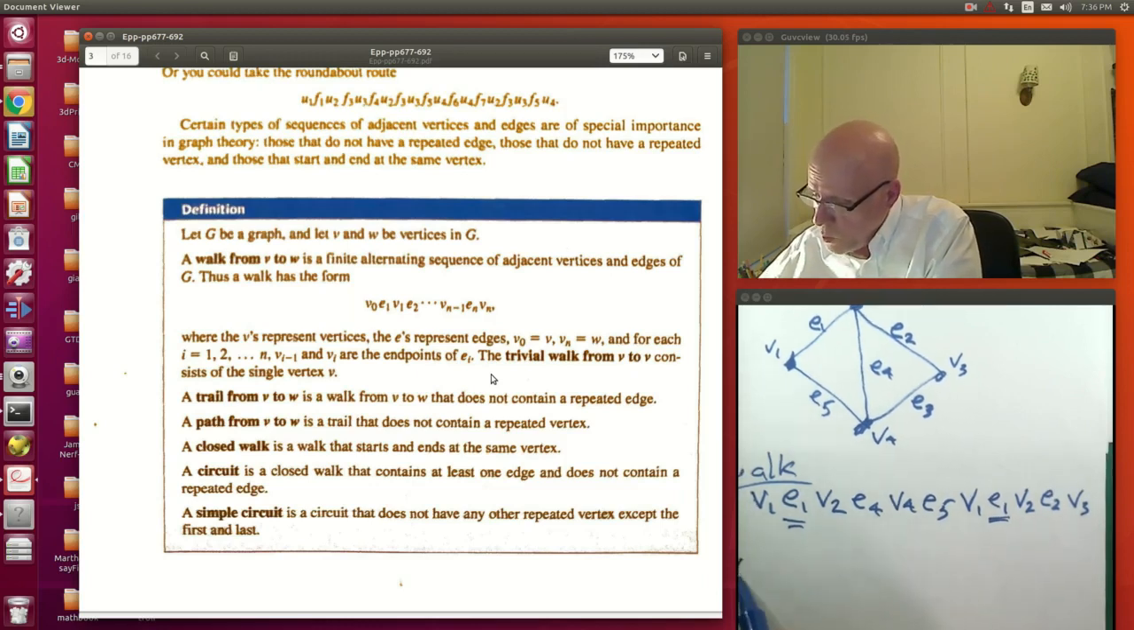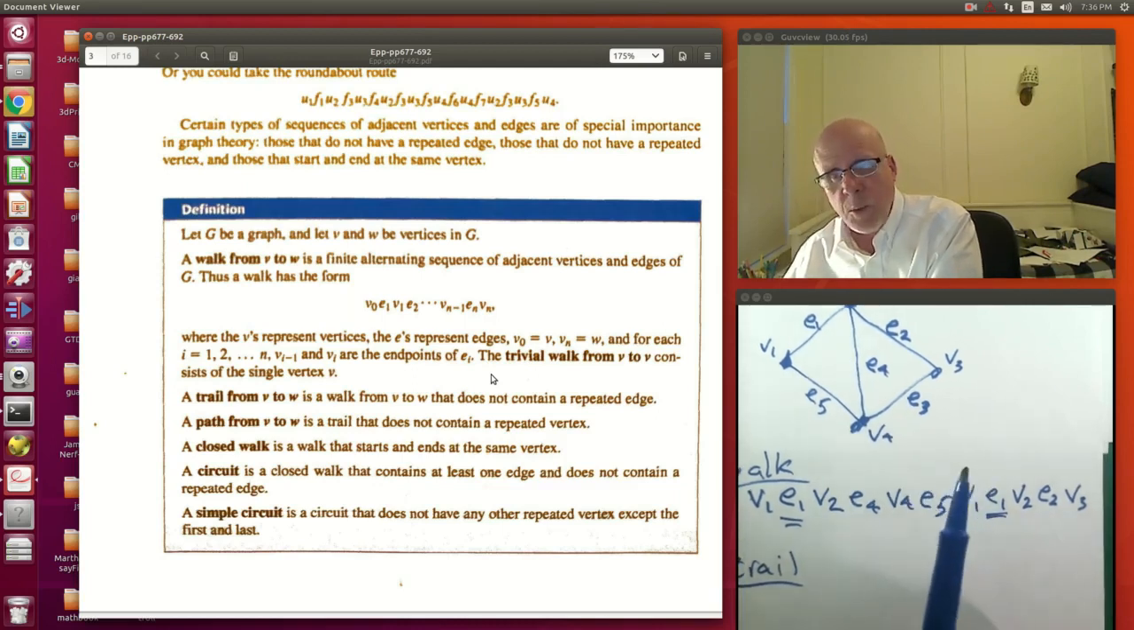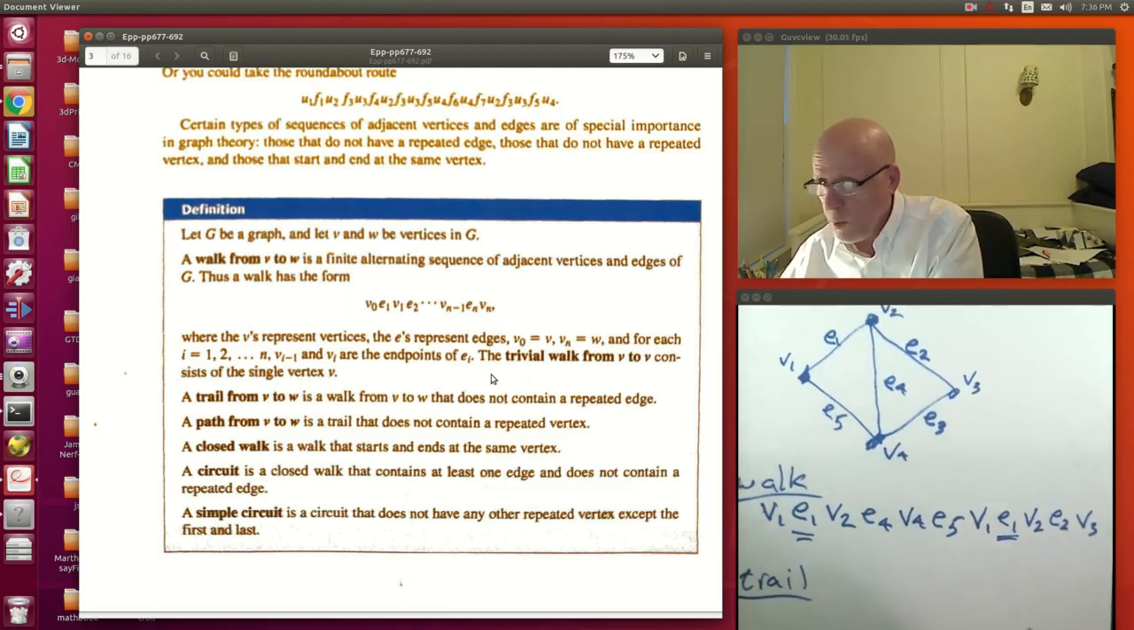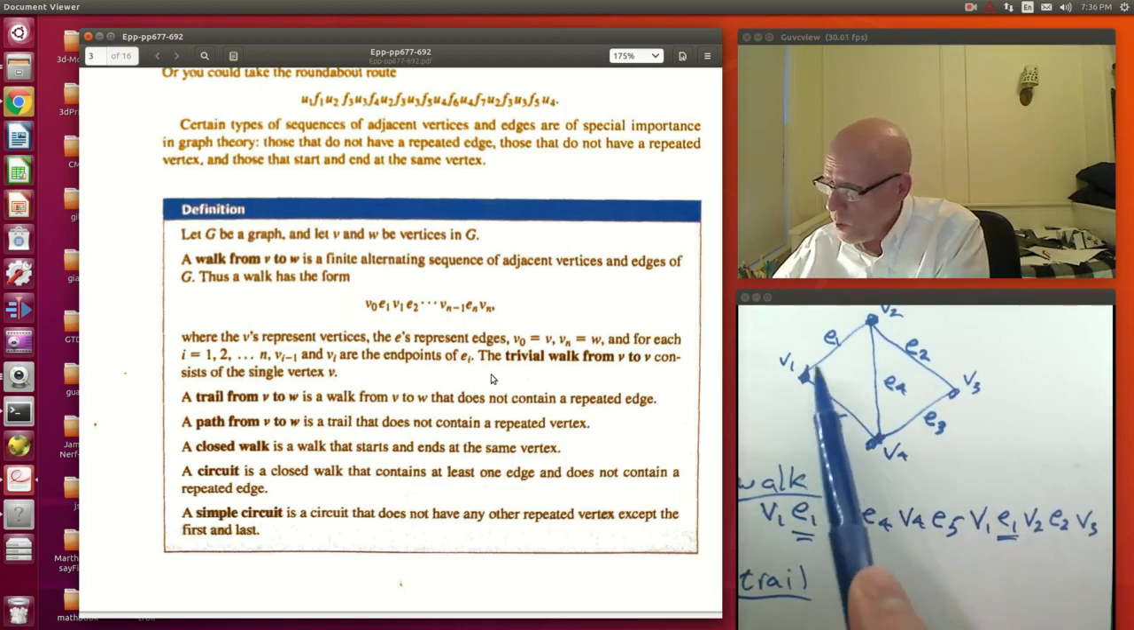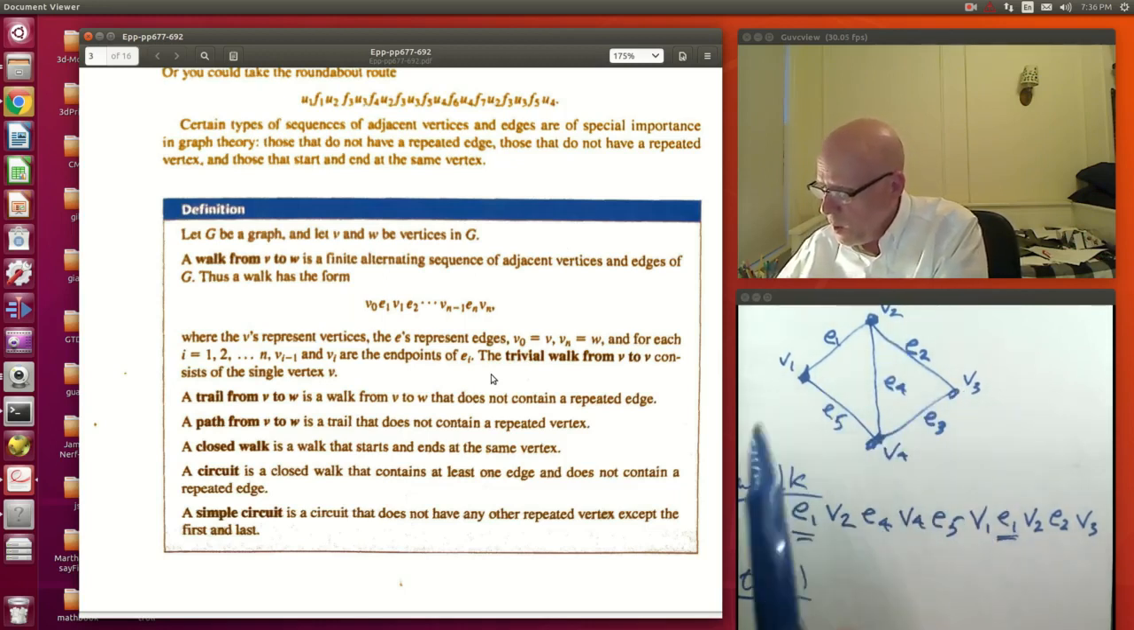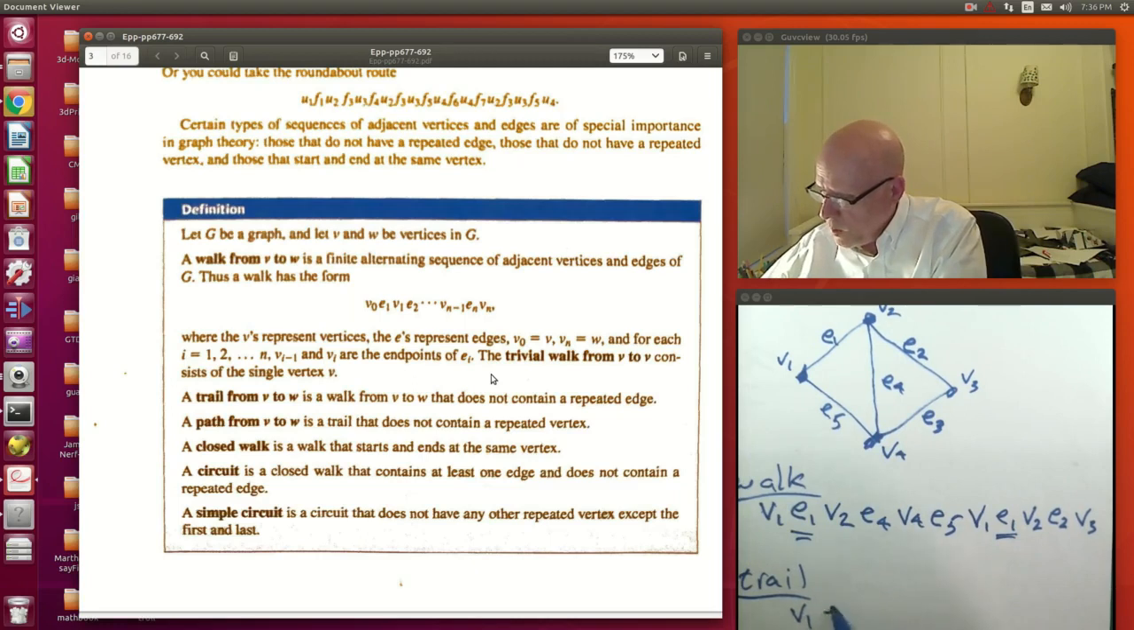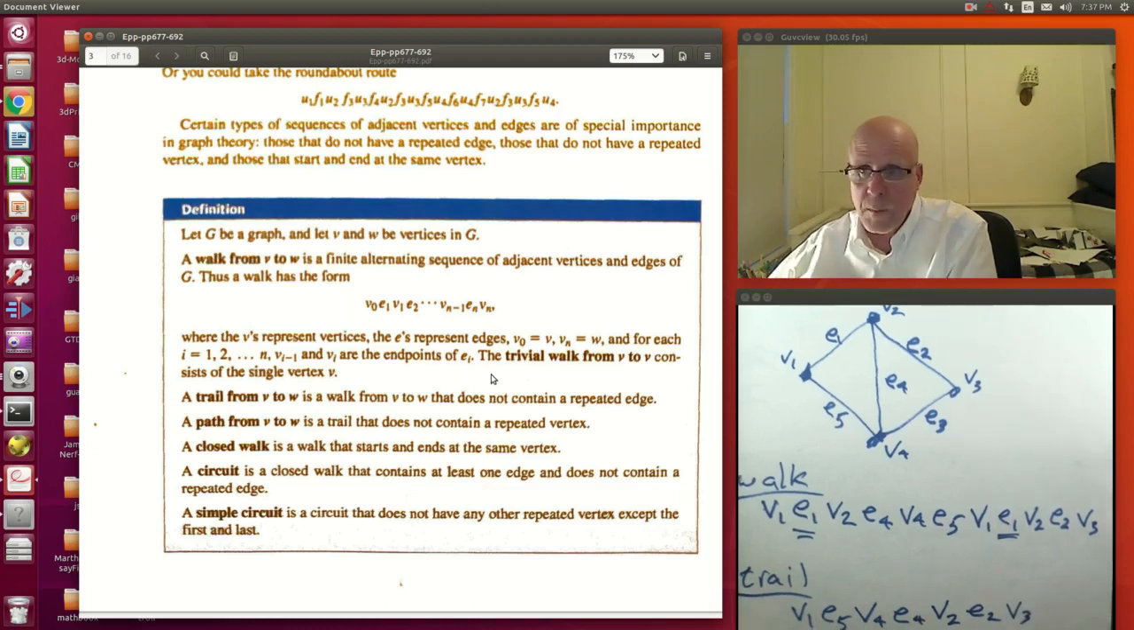So if I wanted to get a trail that went from V1 to V3, I can still be kind of indirect. I don't have to necessarily go the fastest way there. I might go V1, along edge 5 to V4, then go up along edge 4 to V2, and then take edge 2 down to V3. That's fine.